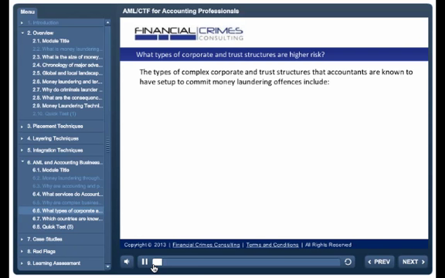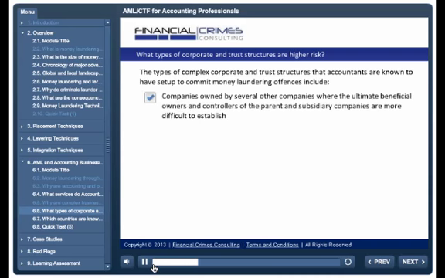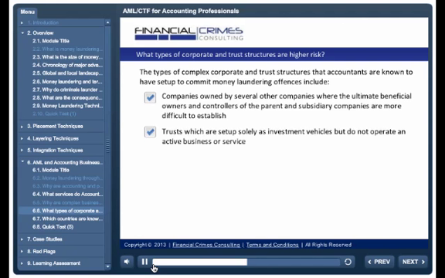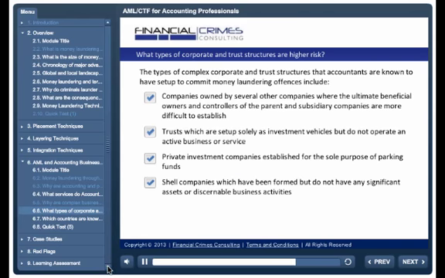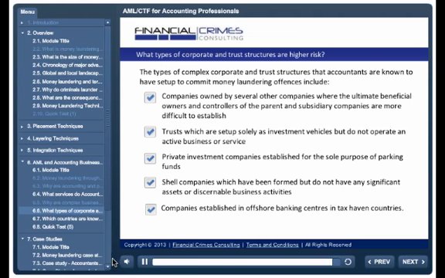The types of complex corporate and trust structures that accountants are known to have set up to commit money laundering offences include companies owned by several other companies, where the ultimate beneficial owners and controllers of the parent and subsidiary companies are more difficult to establish; trusts, which are set up solely as investment vehicles but do not operate an active business or service; private investment companies, established for the sole purpose of parking funds; shell companies, which have been formed but do not have any significant assets or discernible business activities; and companies established in offshore banking centres in tax haven countries.